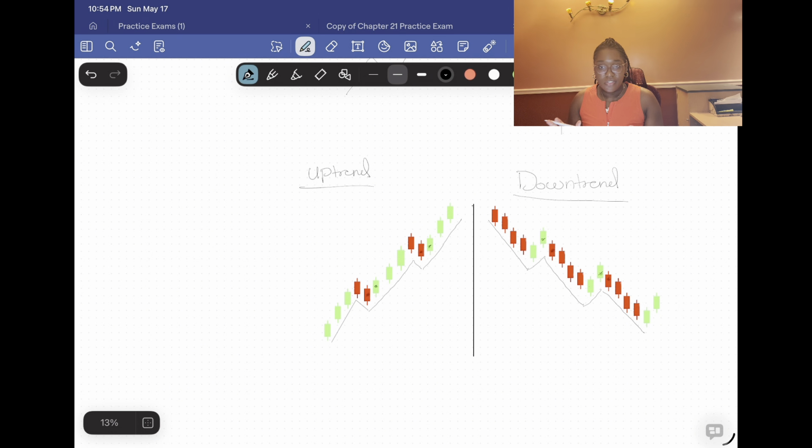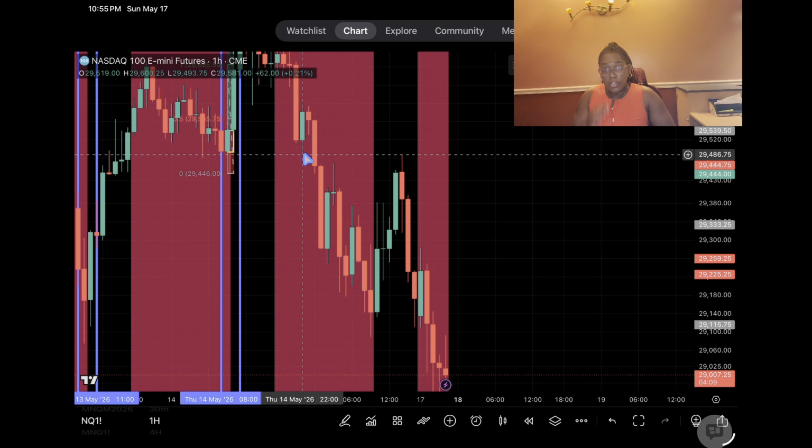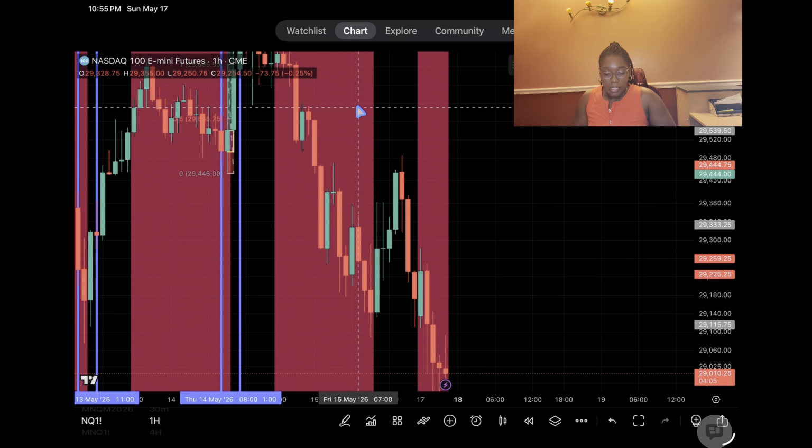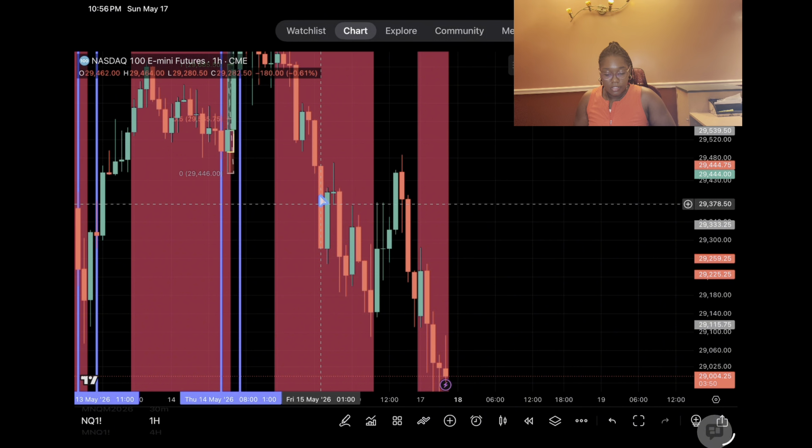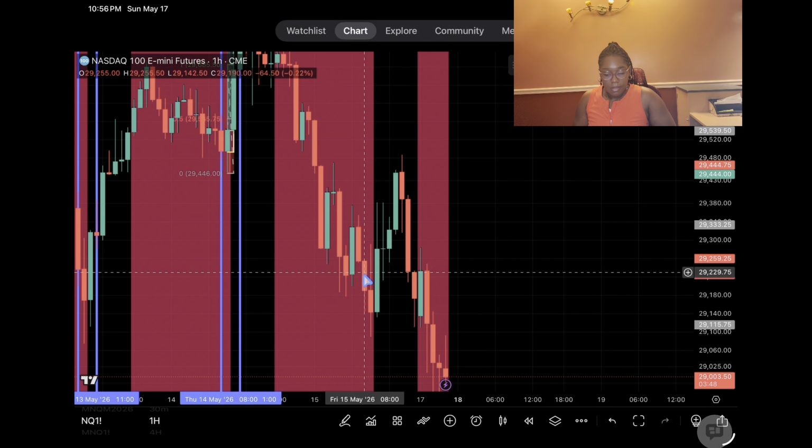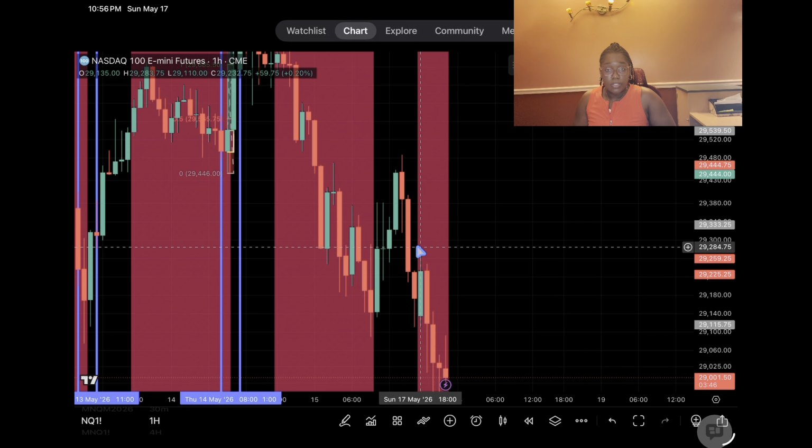Now let's review this all and apply it to the market. So I have my charts back up, and as you can see, there's a whole bunch of red candles, meaning that price is moving down a lot during this time. And we would classify this as our downtrend.